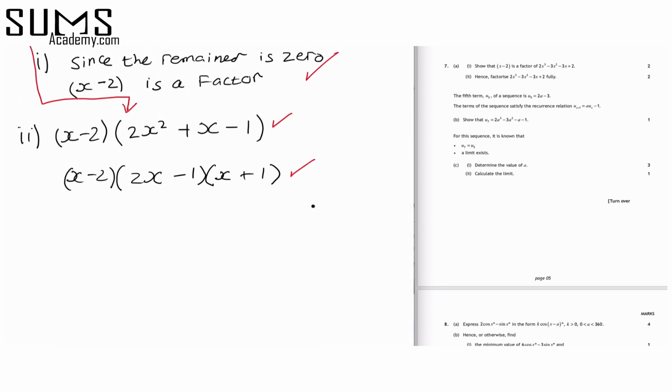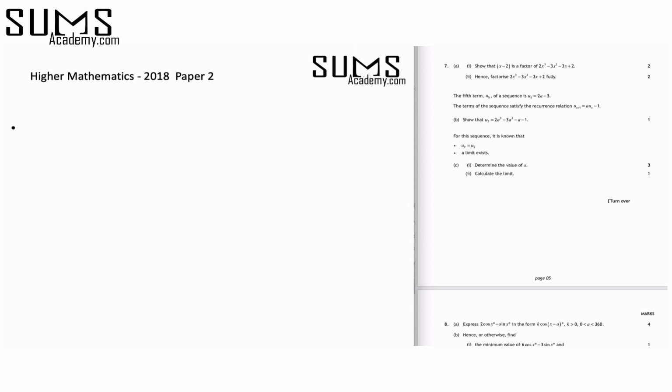So part B, the fifth term u5 of a sequence, u5 equals 2a minus 3 in terms of a. The sequence satisfies the recurrence relation un plus 1 equals a un minus 1. Show that u7 equals 2a cubed minus 3a squared minus a minus 1. So basically what they're saying is repeat this twice and show that you get this value here.